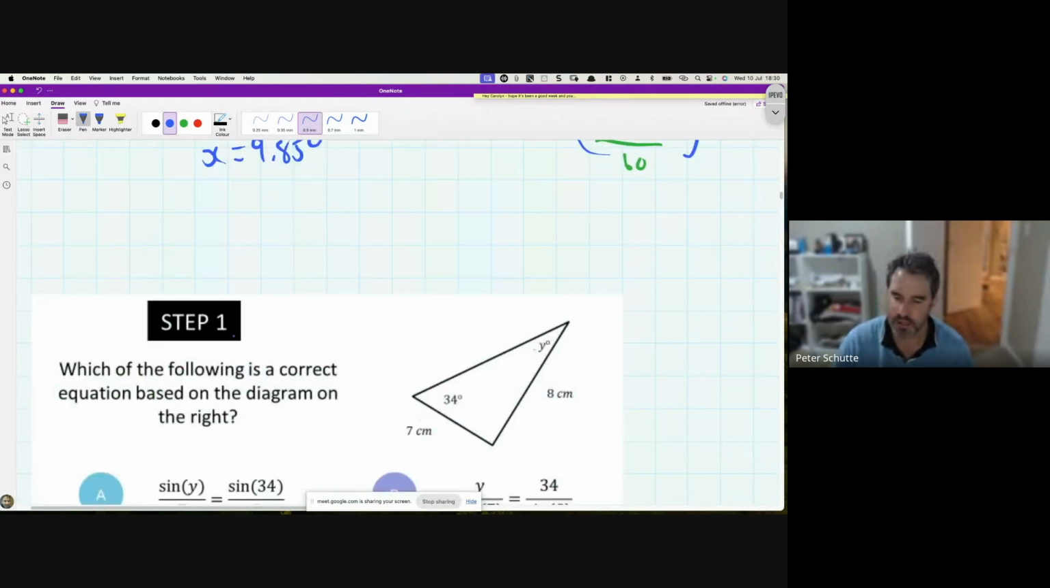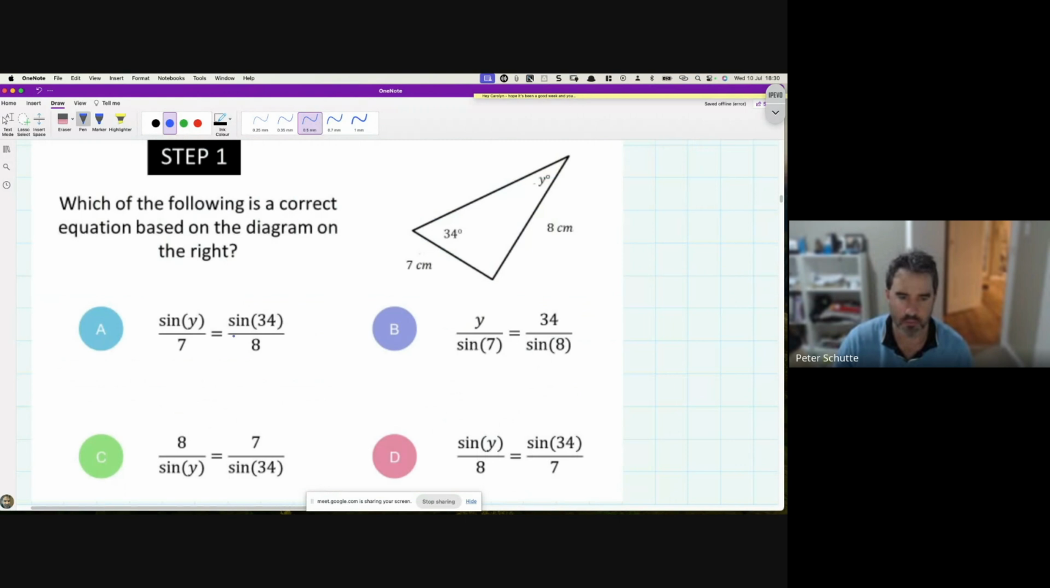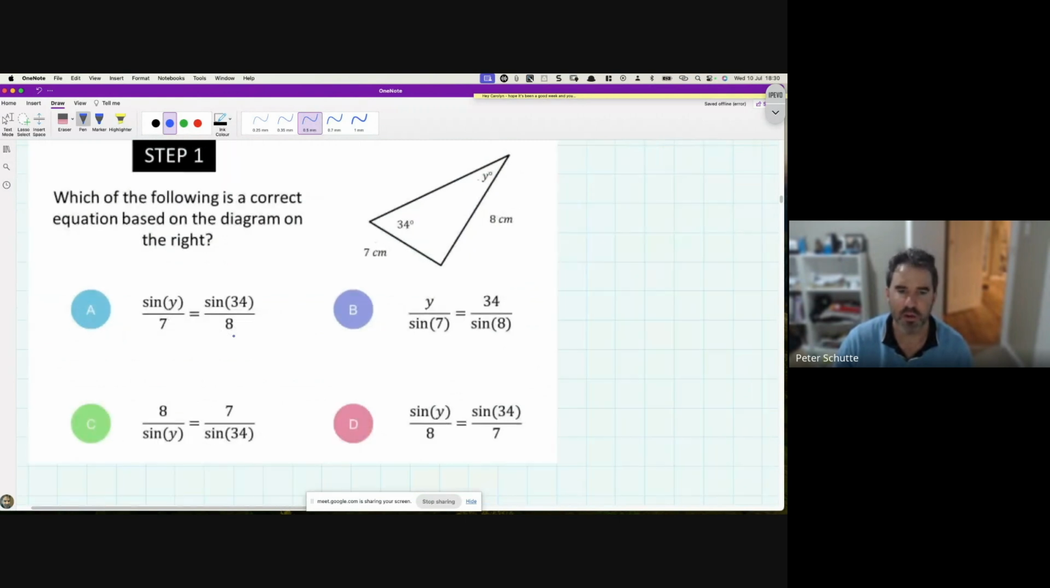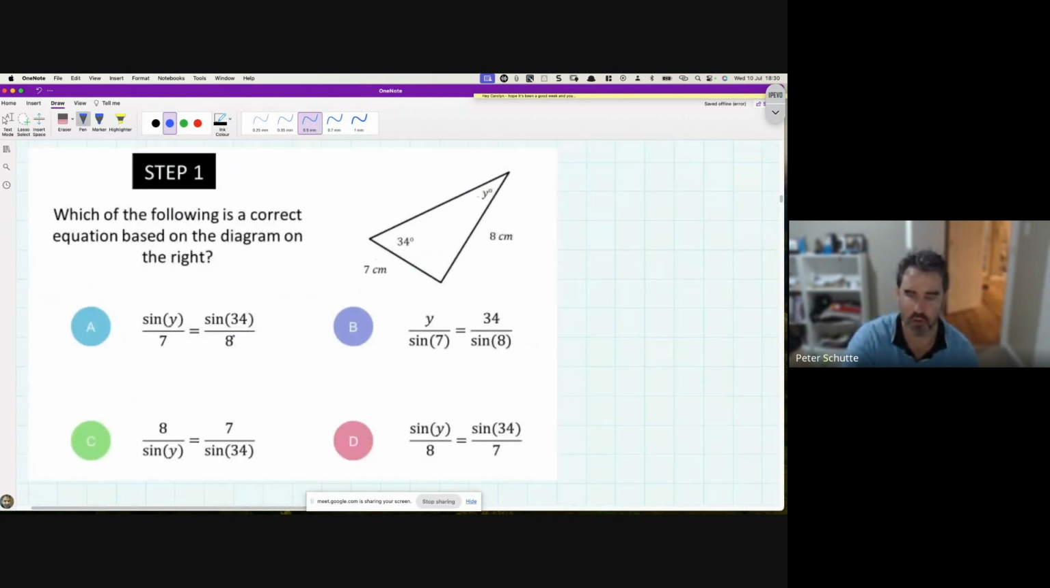Let's do one more. Let's do a multiple choice question. I love a good multiple choice question. Which of the 4 options here do you think is the correct one? Which of the 4 options do you think would be the best way to do this?